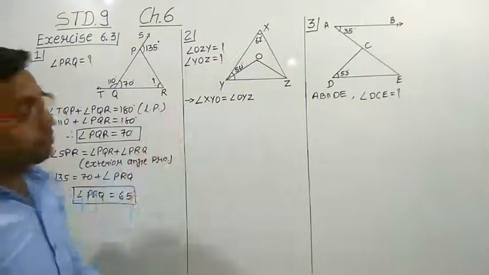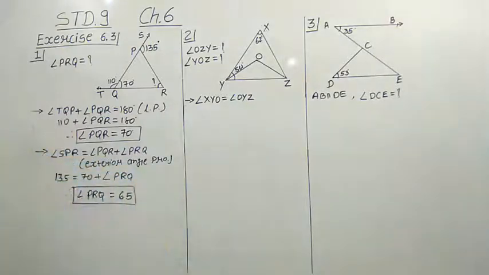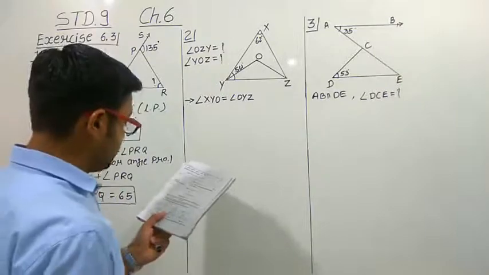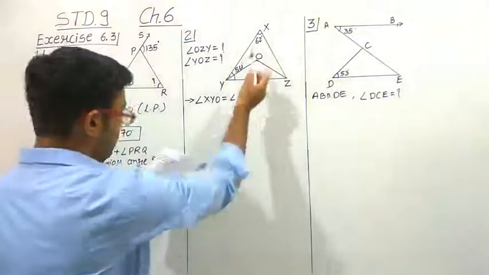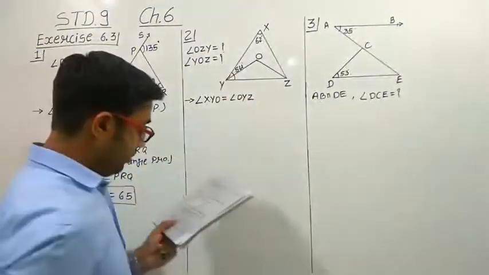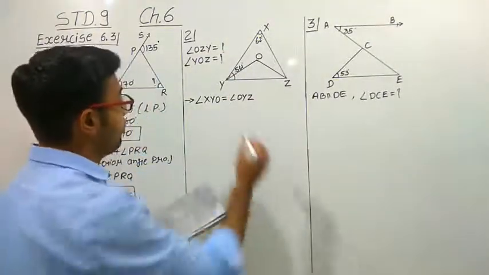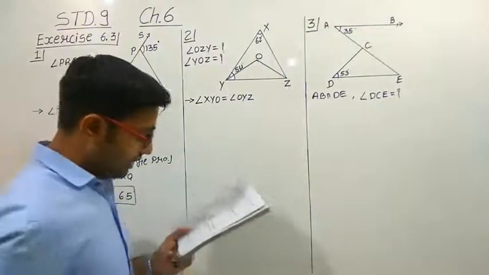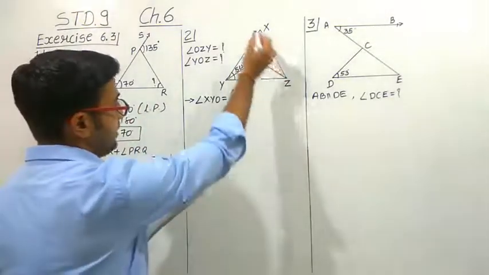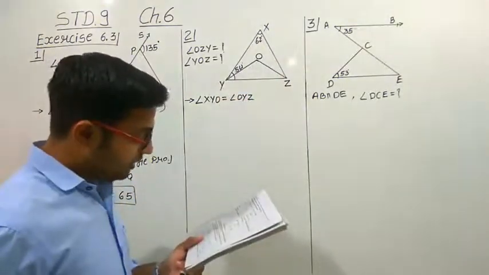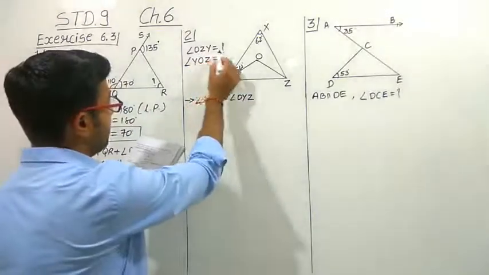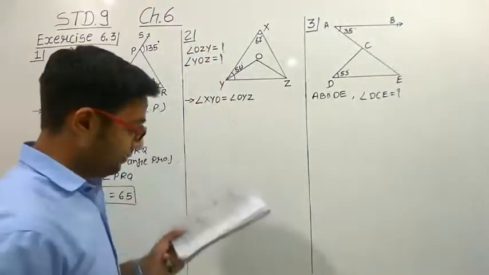Now let us study question number 2. Here also we have a triangle in which angle X is equal to 62 degrees, and angle XYZ is 54 degrees. We are given that YO and ZO are the angle bisectors of angle XYZ and angle XZY respectively of triangle XYZ. Find angle OZY and angle YOZ.